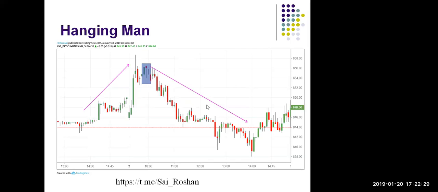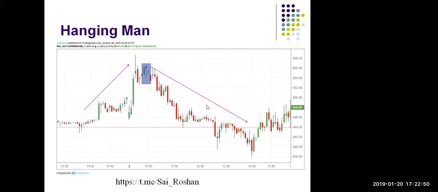Now, for an example, you can see this is, I think, Cummins India. It's a 5 minutes chart. You can see that it was an upward move, and you found a hanging man, and then I would sell it here, and you could see the result of the formation of a hanging man over there.